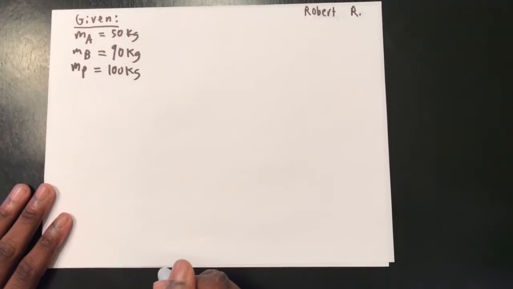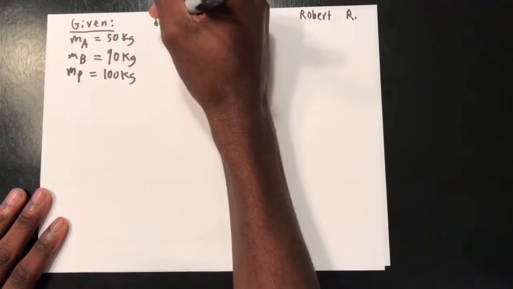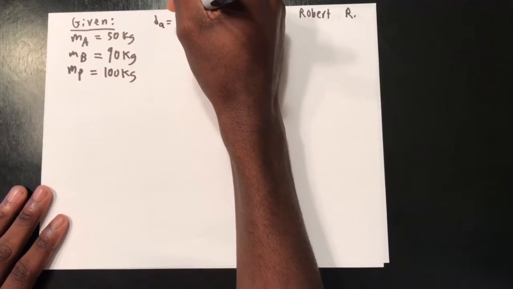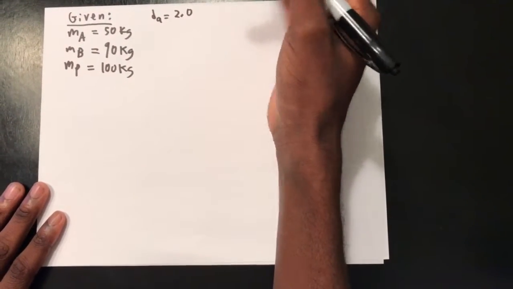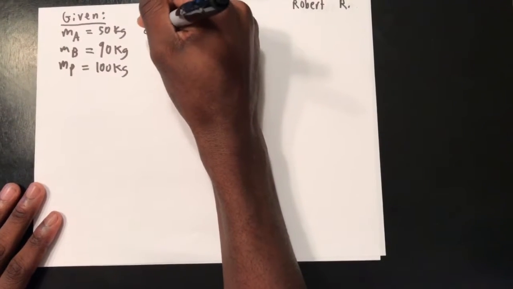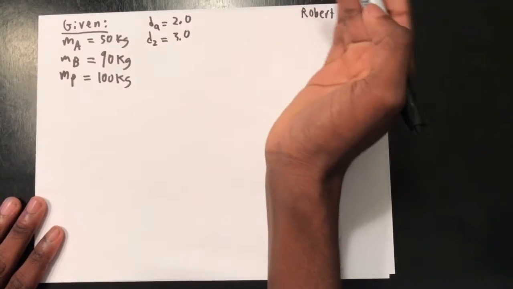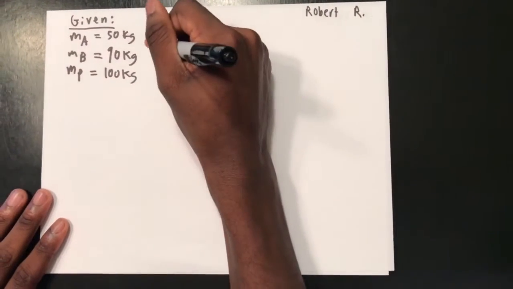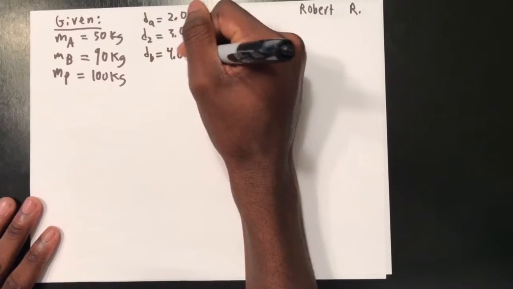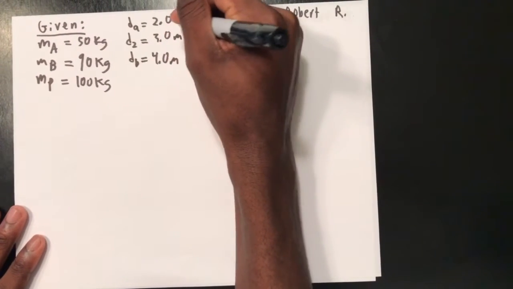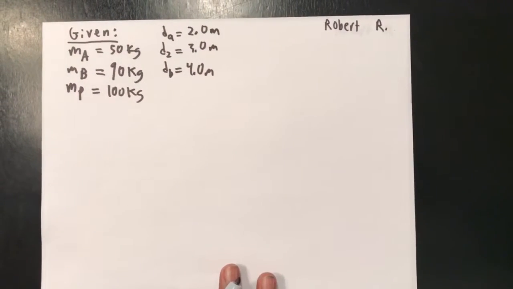distances. So it's denoted that the distance from Adrian to the first support is 2 meters. The distance in between the two supports, just call that d2, is equal to 3, as well as the distance from the very end, dB, be 4 meters. Don't forget the units. Okay, so moving along.